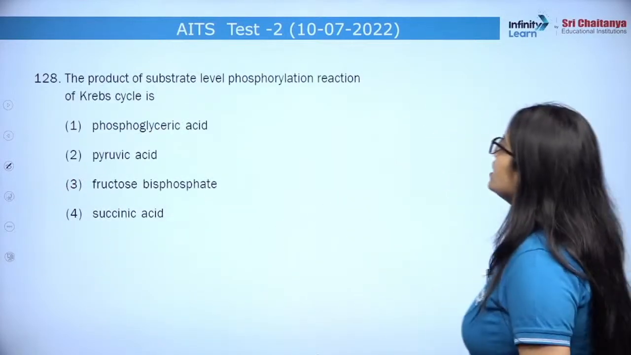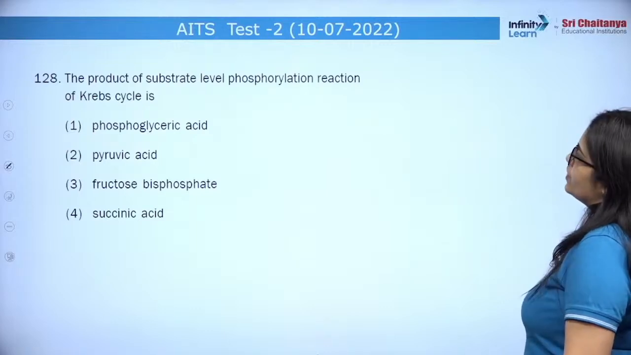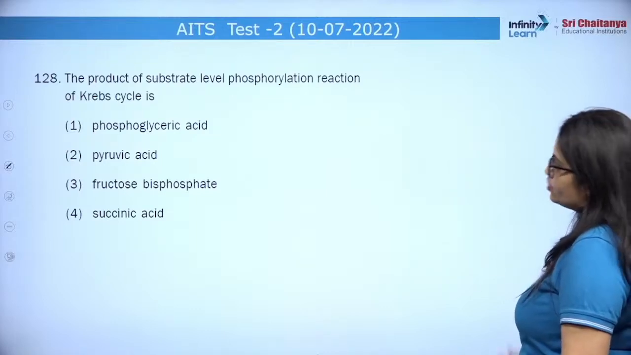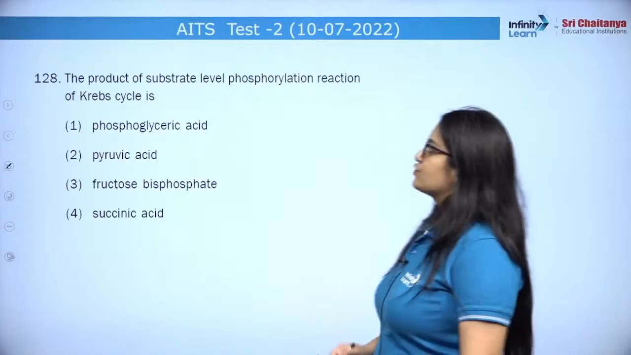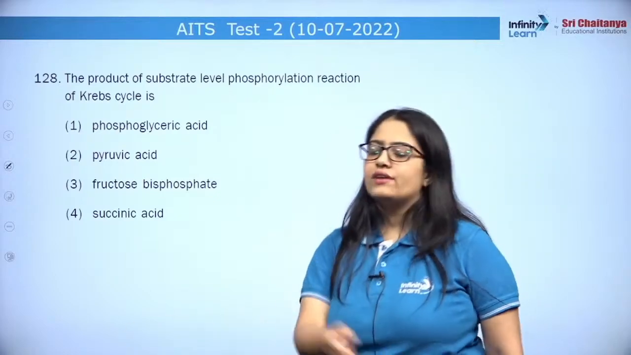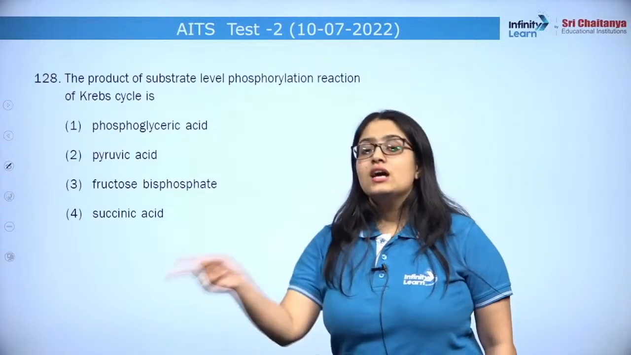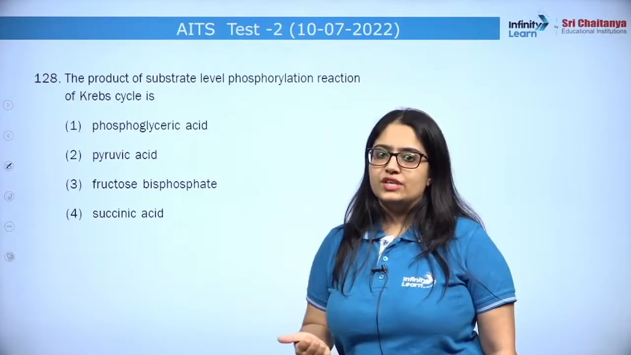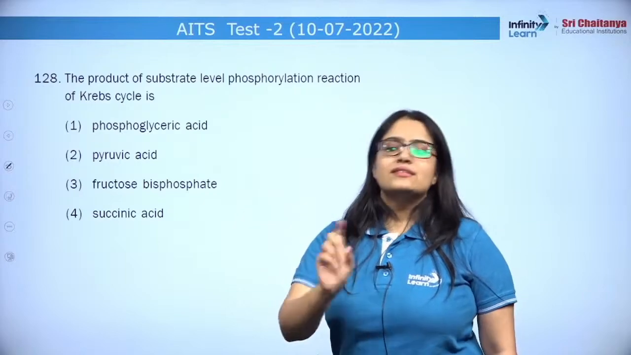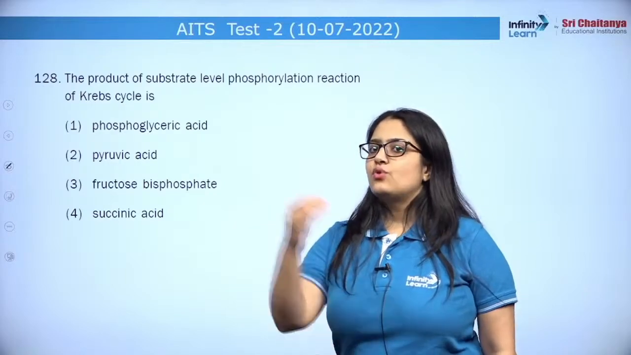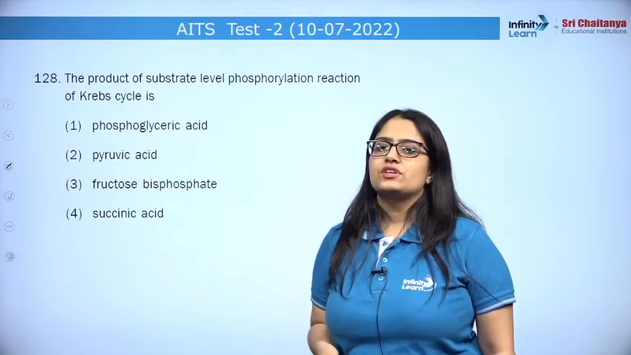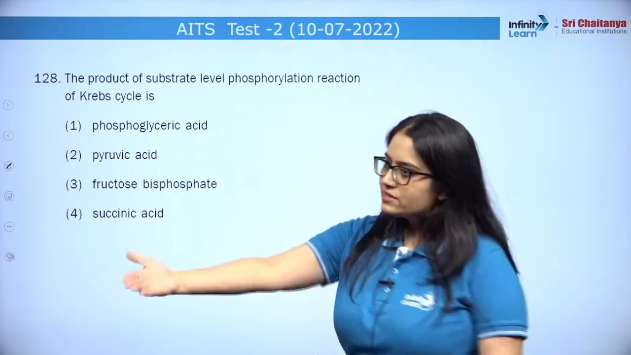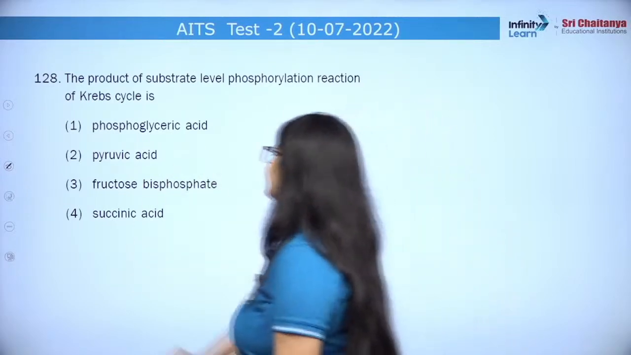Next, the product of the substrate level phosphorylation reaction of Krebs cycle. In Krebs cycle, the substrate level phosphorylation takes place when succinyl-CoA converts into succinic acid. There, a GTP molecule is produced which in a coupled reaction converts back into GDP, and simultaneously there is a production of ATP. So, the product in this substrate level phosphorylation is succinic acid. From succinyl-CoA, succinic acid is getting produced.